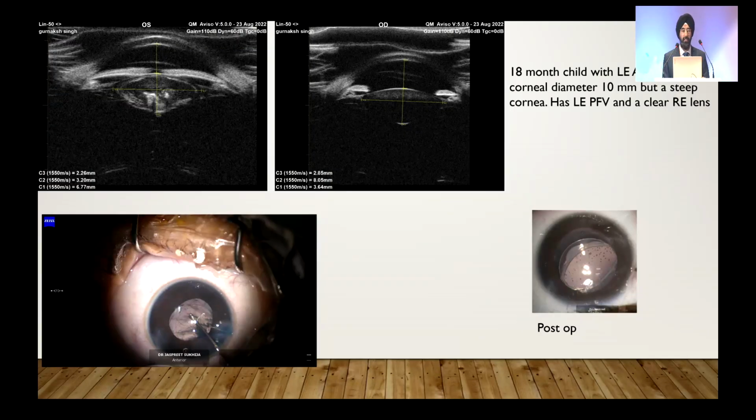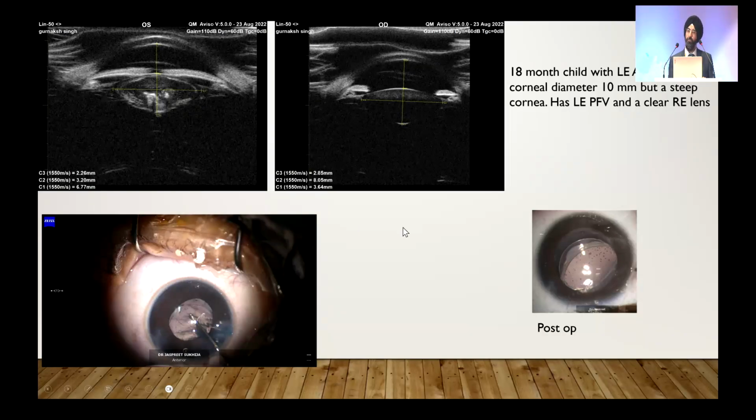So I'll show you two scenarios here. You have a 1.5-year child with an axial length of 21.5, so fairly good axial length. Corneal diameter is 10, but the cornea is steep. The patient has a left eye PFV and a clear right lens. So the right lens is clear, and you can see here the cataract. This is a persistent fetal vasculature. Now if you see the diameter of this capsular bag, from here to here, it's about 6.7 millimeters.